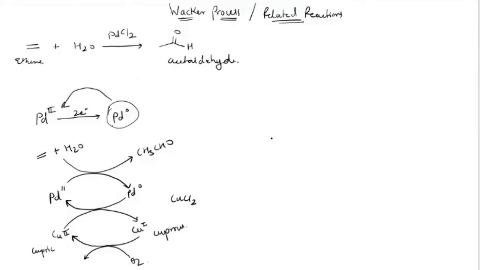Now I told you that we are taking palladium 2. Okay, now this forms a complex with water and ethene. Okay, so it will form a complex with water and ethene. Here also the oxidation state of the palladium will not change.